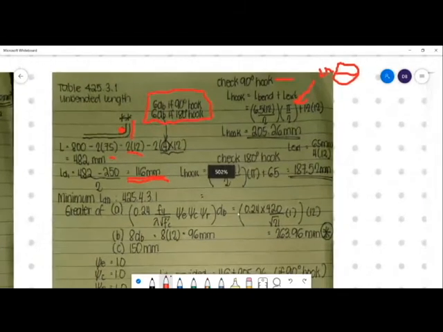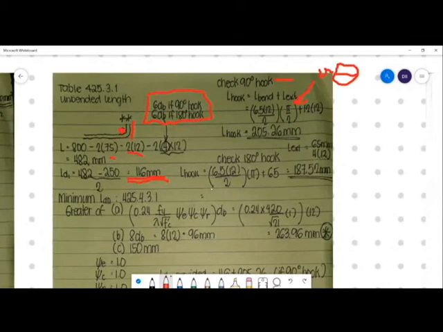If we do the 180-degree hook, so 6.5 times 12 over 2 times pi, because 180 degrees, plus 65, because the length of extension is the greater between 65 millimeter and 4 times the diameter of the bar. So plus 65 is equal to 187.52 millimeters.